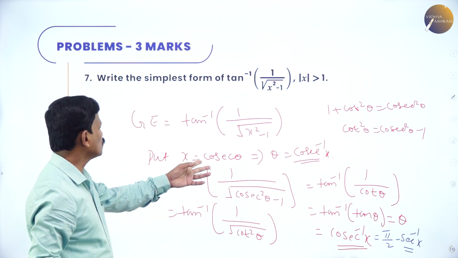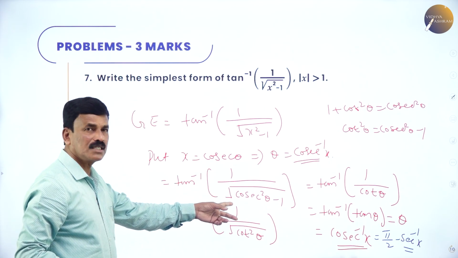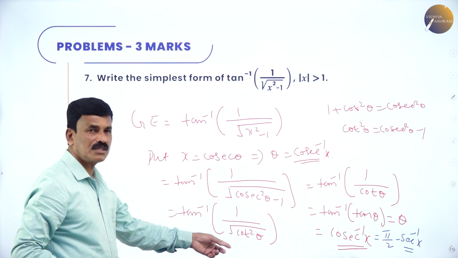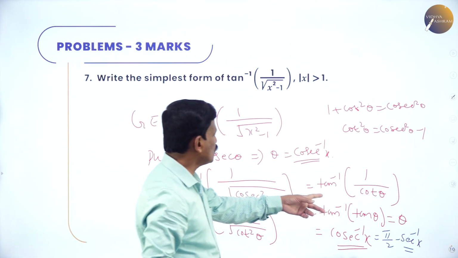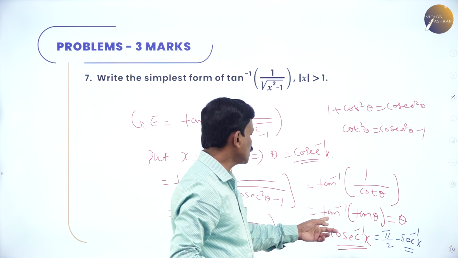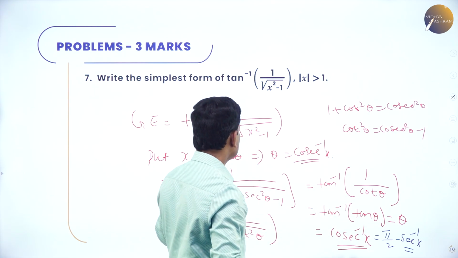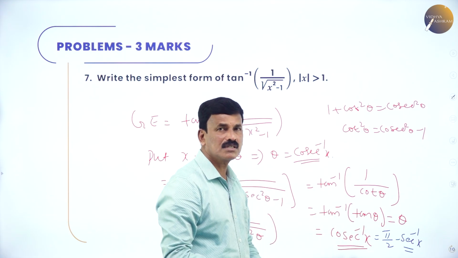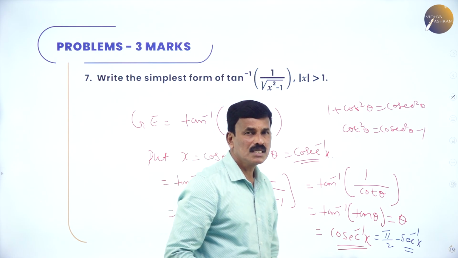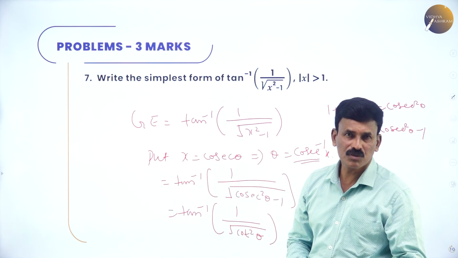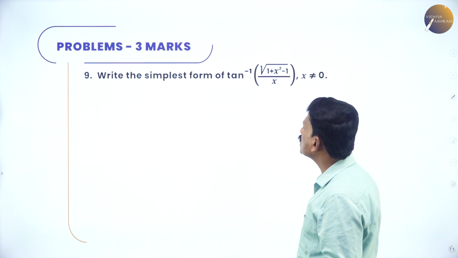Just put x is equal to cosecant theta. So it is nothing but 1 over root of cosecant square minus 1, which is cot square, square root gets cancelled. 1 by cot theta is tan theta. Tan inverse tan theta is equal to theta. Substitute theta is equal to cosecant inverse x, or that's also equal to pi by 2 minus secant inverse of x. That's it. Hope you followed. Now move on to the next problem.